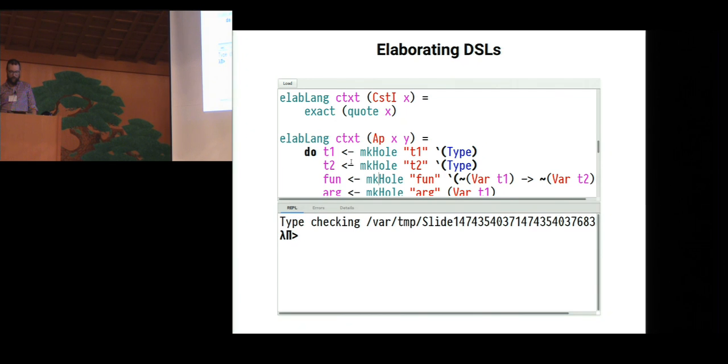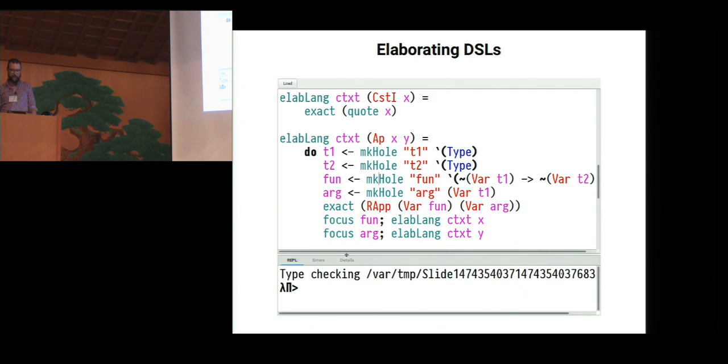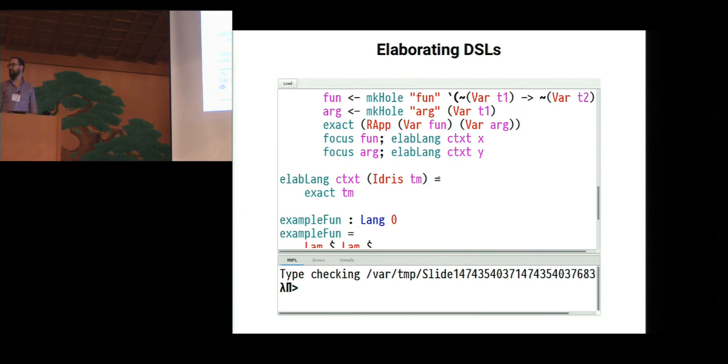To do an application is where the benefit of reusing the elaboration mechanism really becomes seen. So the first thing that we do is we create two holes, one for each of the types involved in the application. Because note that I haven't actually said much about types yet. In the case of the function, we create a hole which is T1 arrow T2. In the case of the argument, we create a hole of type T1. We then fill the current hole with the function hole applied to the argument hole, and then elaborate the function and the argument. Note that I never put anything in T1 and T2. That's because Idris's elaborator keeps track of these dependencies and fills them out using unification as it goes. And if it gets to the end and there's remaining holes, it'll just fail. And finally, if we have a quoted Idris term, we can just use it.